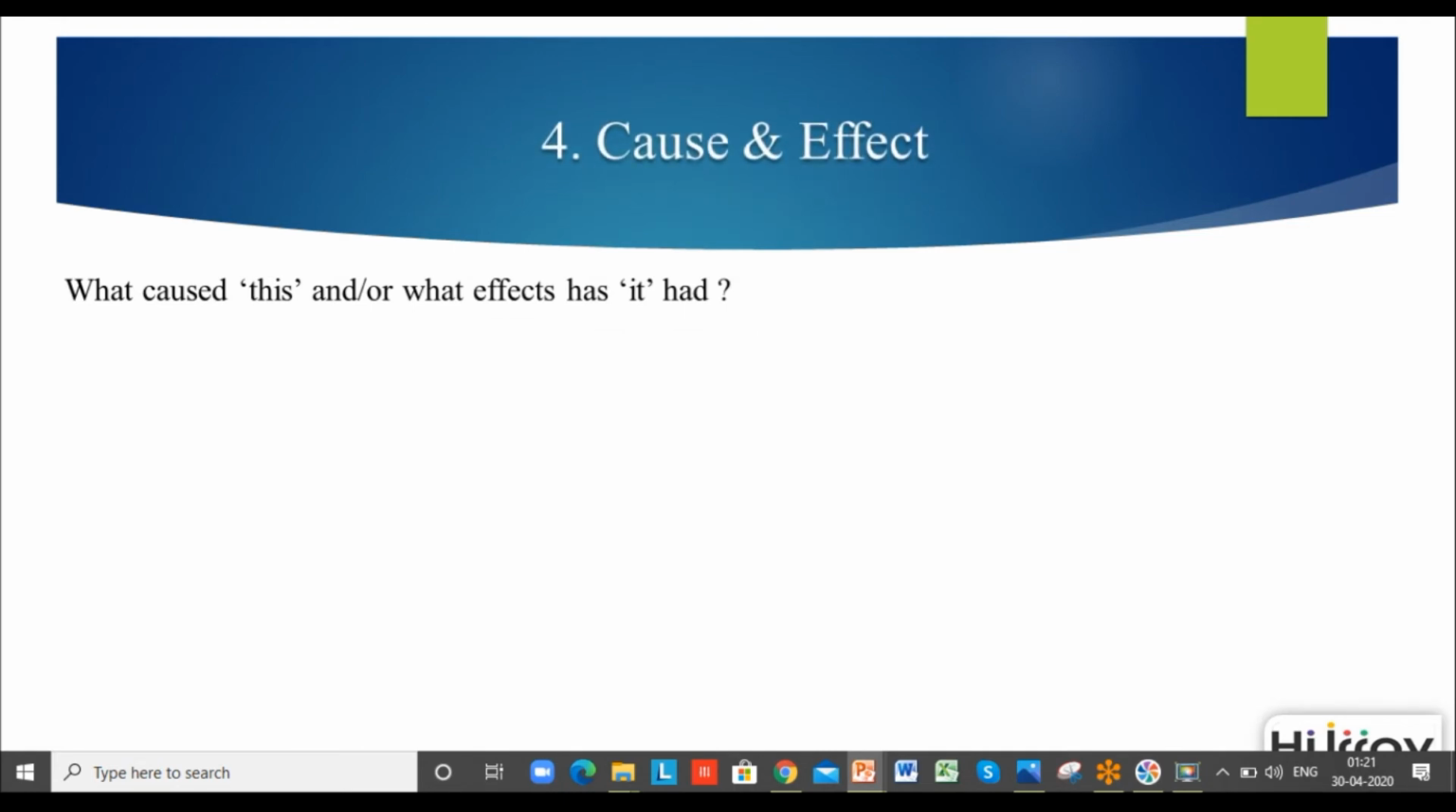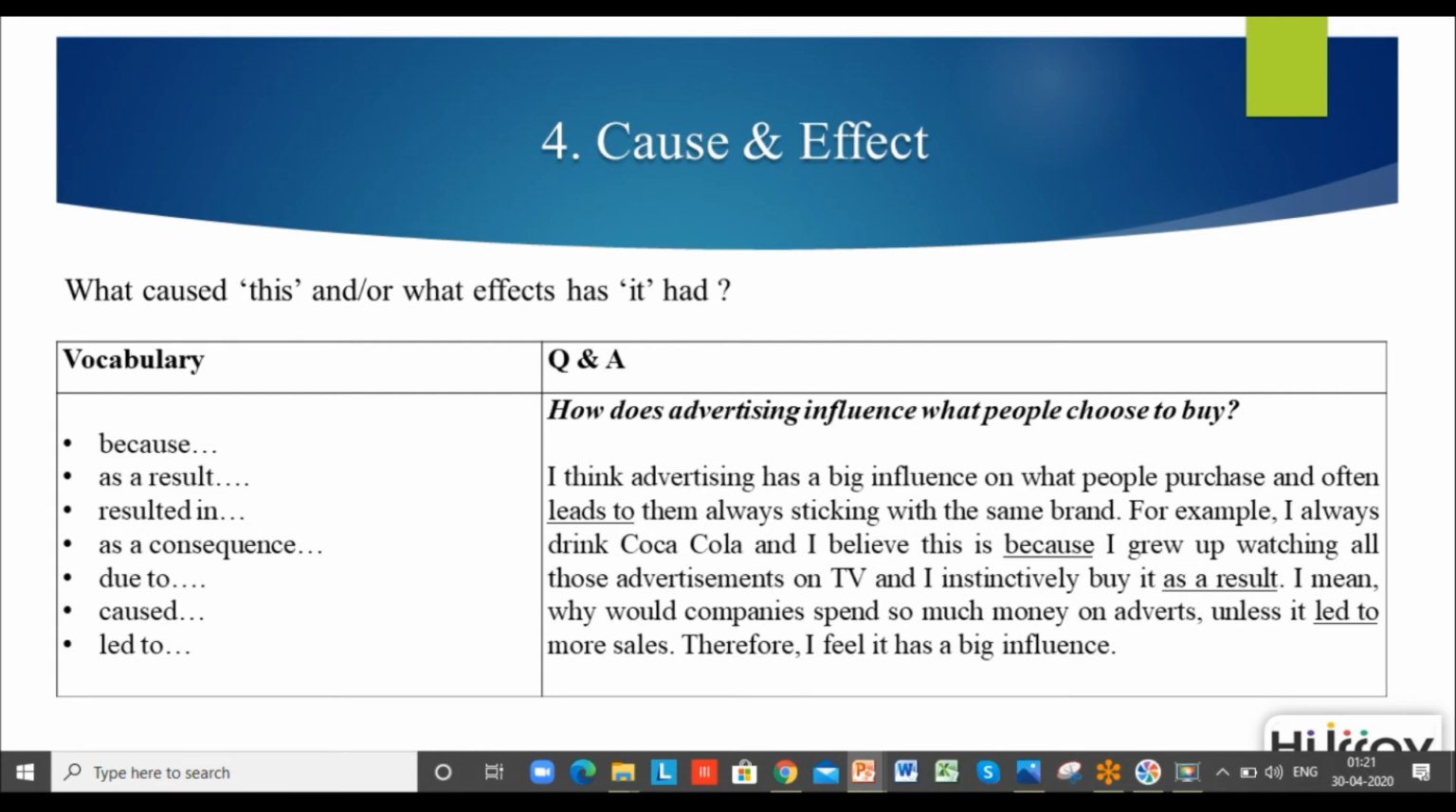Here's the fourth topic: cause and effect. What caused this and or what effect has it had? Vocabulary could be because, as a result, resulted in, as a consequence, due to, caused, or led to.